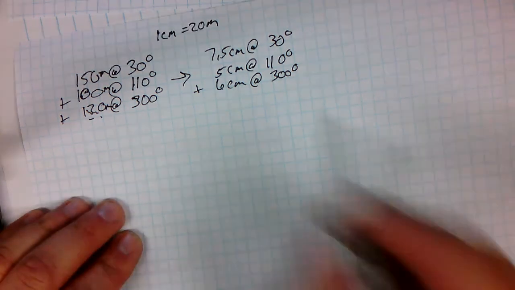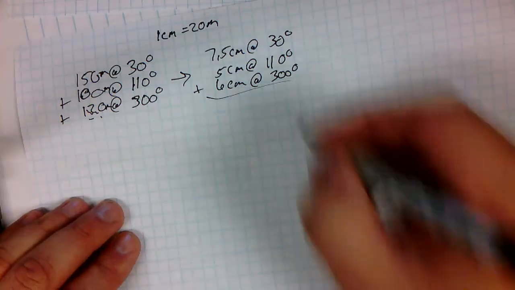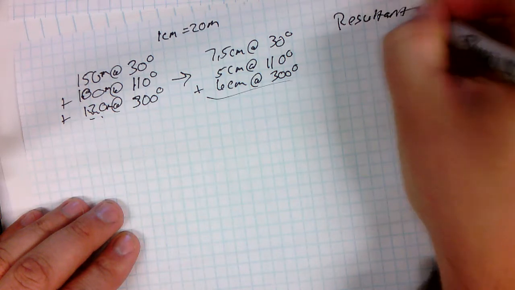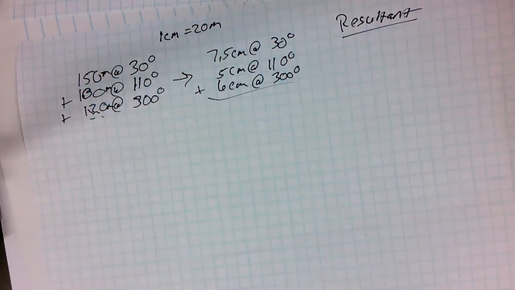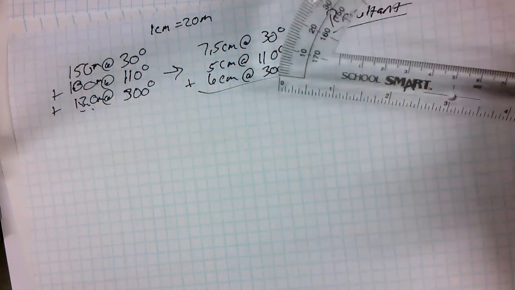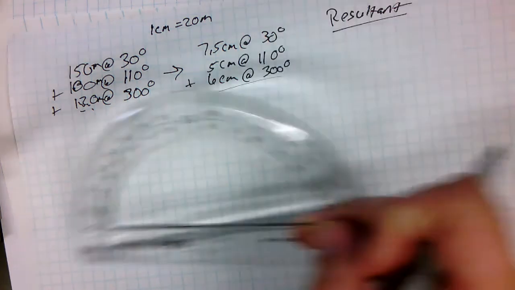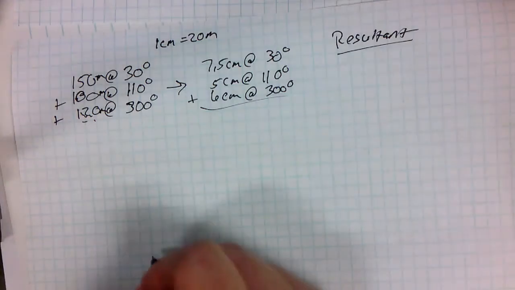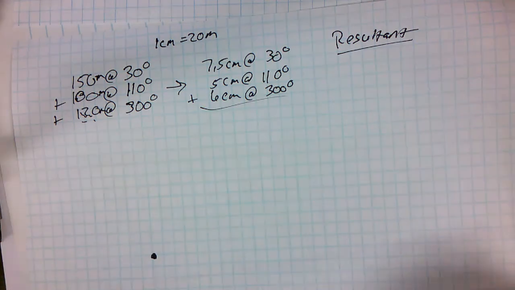So now to add these together, to get what we call the resultant, which is the sum of vectors, what we want to do is take our protractor and create an origin. That's what this little hole is on the protractor. This is our origin point. So I am going to set my origin right here on the paper.